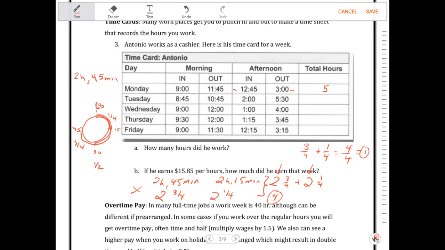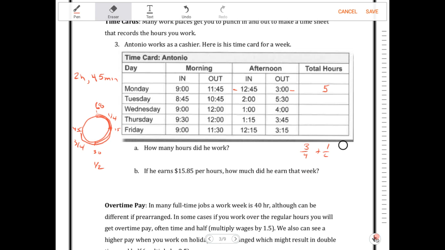Okay? It's not the hardest math, and I don't want to get us all into the whole adding fractions business again. Maybe what I'll do is show you Tuesday, and then I'll rapidly fill out the rest of the table for you. So if we look at Tuesday in the morning, the person comes in at 8:45 and leaves at 10:45. That's nice because that's a perfect 2 hours in the morning.